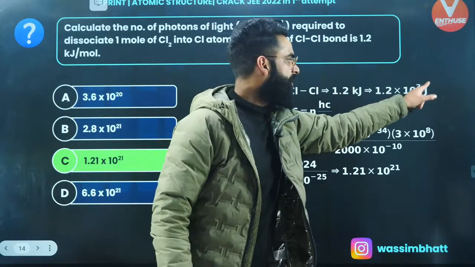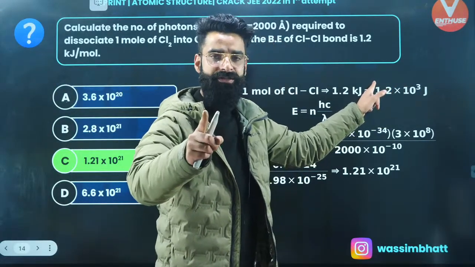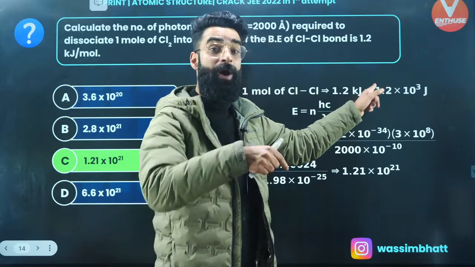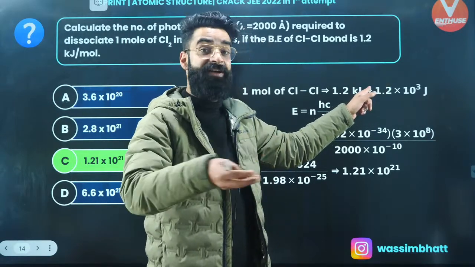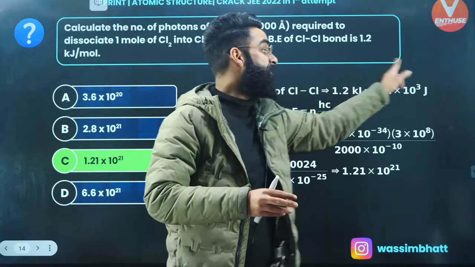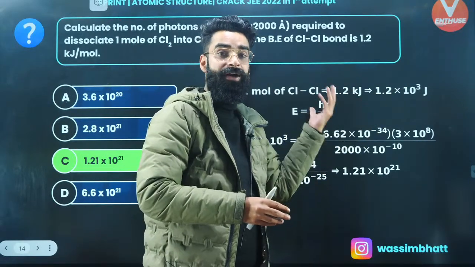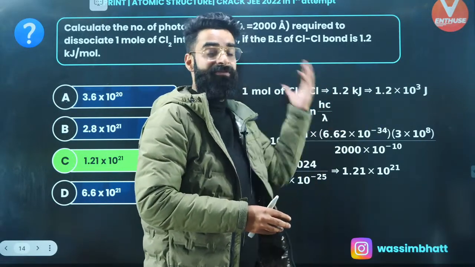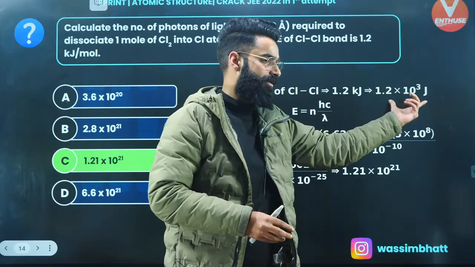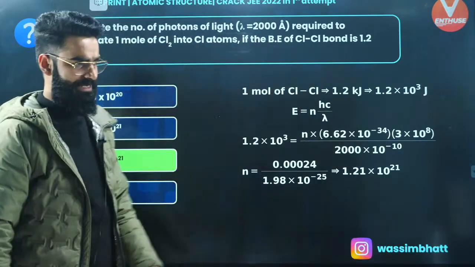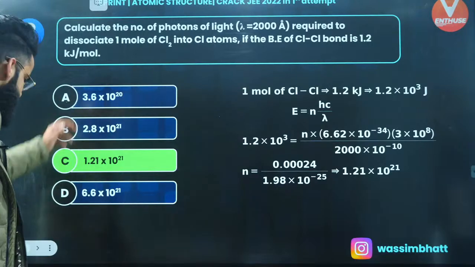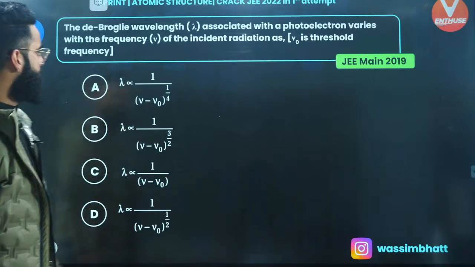See, this much energy is needed to break 1 mole of bonds, right? And this energy you are providing in the form of photons. Let's say there were some n photons which carried this much energy. So I'm just equating the energy of n photons of wavelength 2000 angstroms to this much amount, right? From there, you can easily calculate the value of n. That's something which I was supposed to calculate. Moving on to one more.